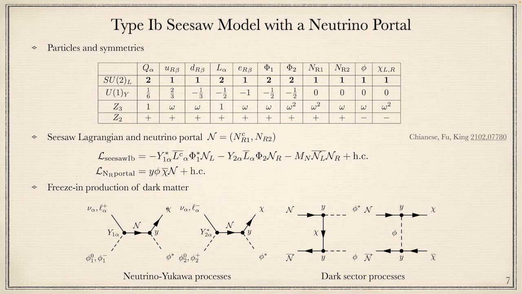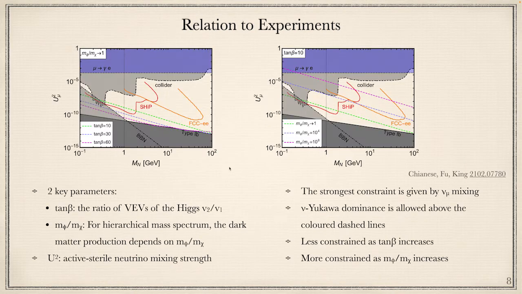And also similar to before, the freeze-in production of dark matter involves 2 different classes of process. The first one is the neutrino Yukawa process, and the second one is the dark sector process. And let's see some results.